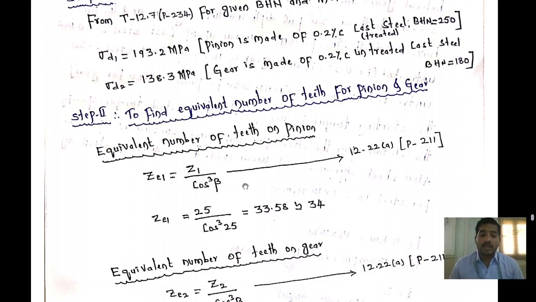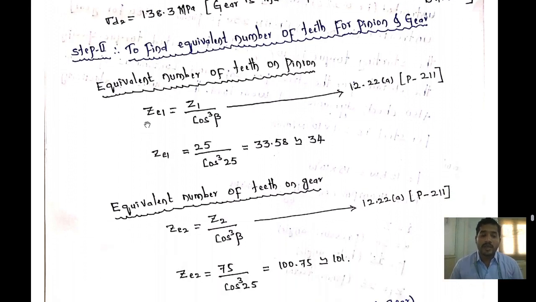For the equivalent number of teeth on the pinion, we have to use the formula ZE1 equals Z1 by cos cube beta. Z1 is 25, so 25 by cos cube 25. If you divide the whole value, you will get the equivalent number of teeth on the pinion as 33.58, which is approximately equal to 34.